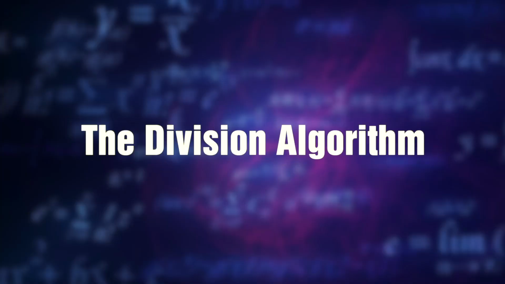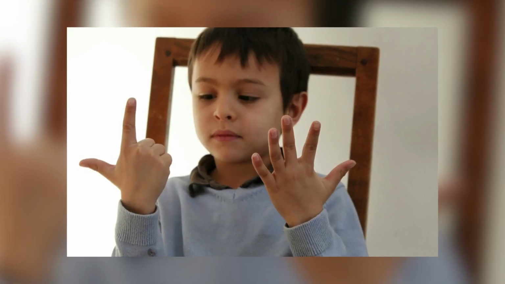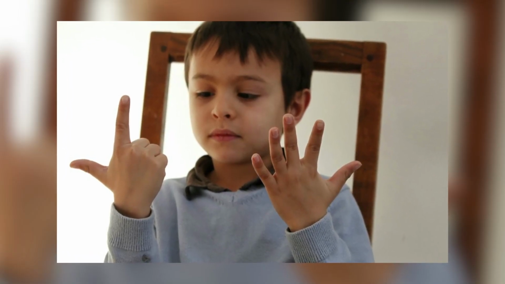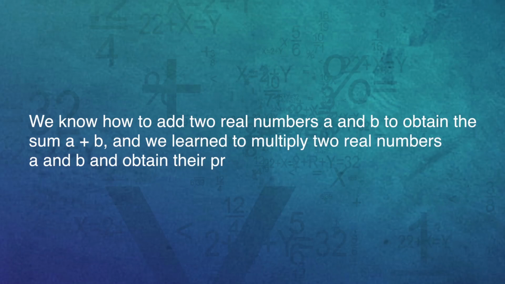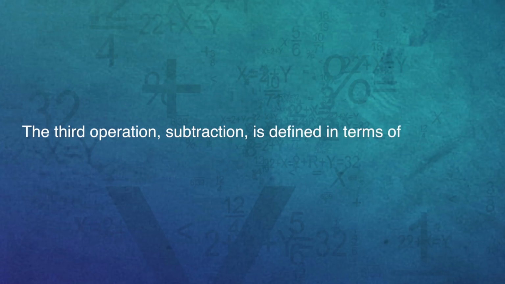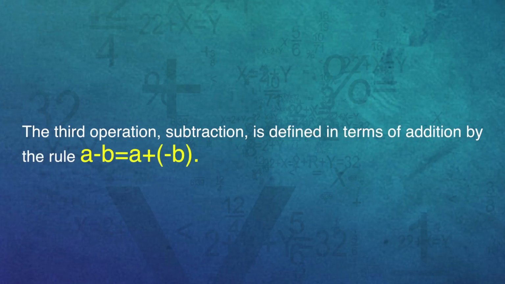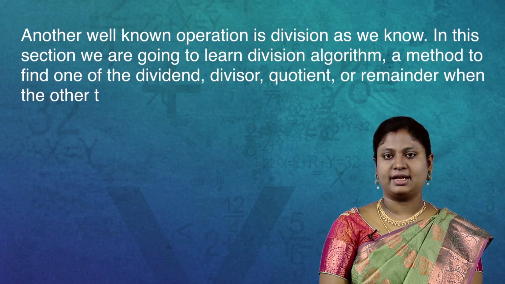Now, we shall start the division algorithm. We started to learn mathematics by counting and then started to do operations, the ways that numbers are combined to make new ones. We know how to add two real numbers a and b to obtain the sum a plus b, and we learn to multiply two real numbers a and b and obtain the product ab. The third operation, subtraction, is defined in terms of addition by the rule a minus b is equal to a plus minus b. Another well-known operation is division, as we know.